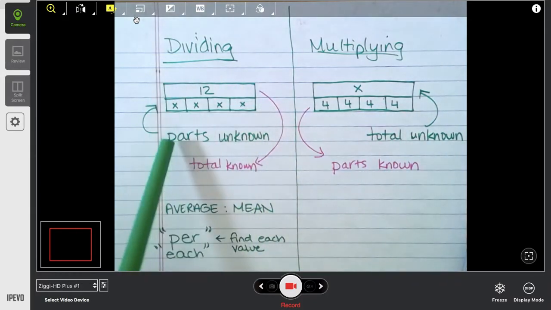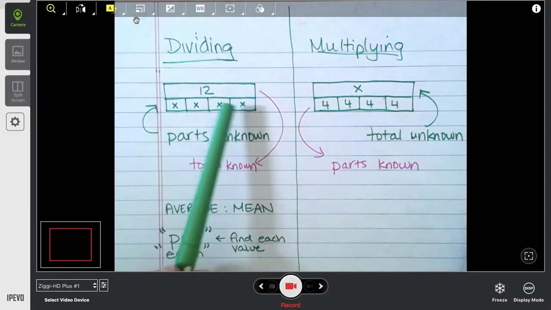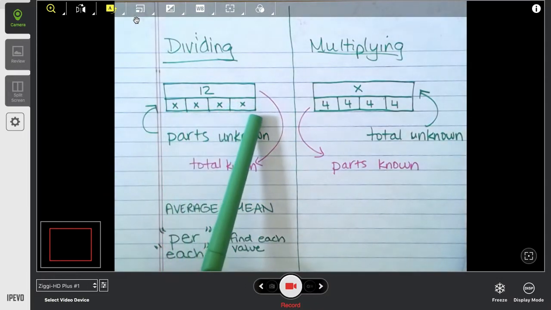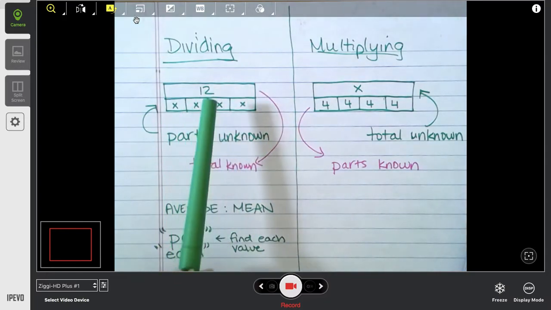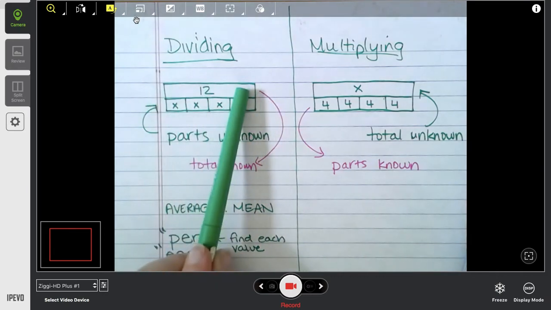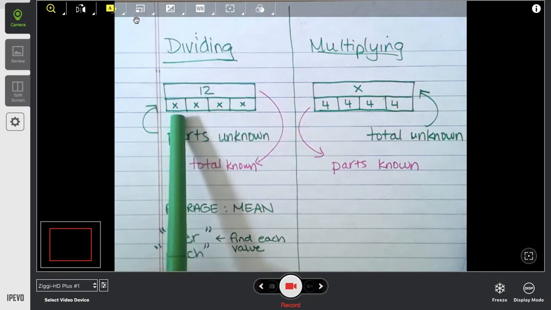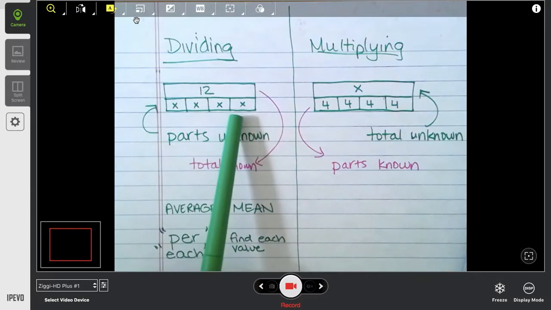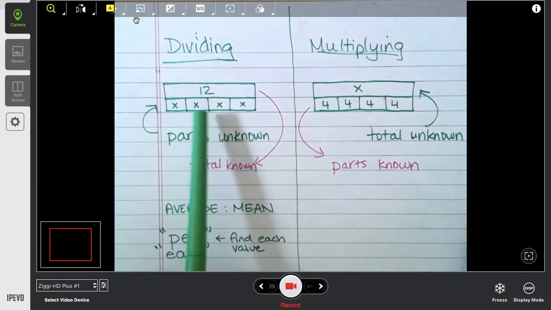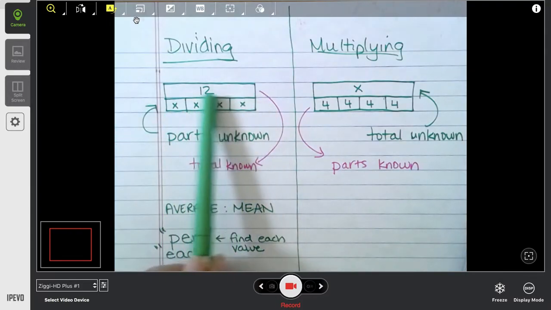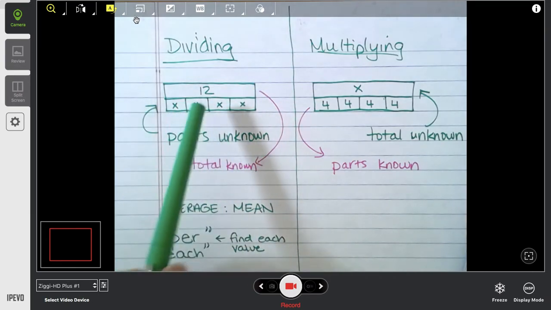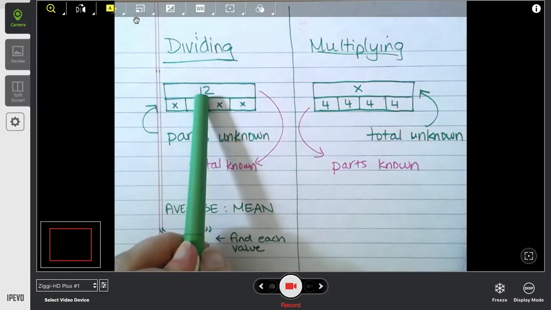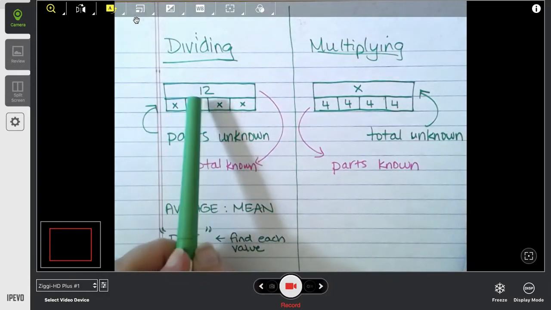In division, the parts are unknown. So you have these 4 equal parts, that's why they all have an X in them, and I don't know their value. But I know how much the total is. So in this case, if the total is 12 and I have 4 parts, how much is in each part? Well, it would be 3, right? Because 3, 6, 9, 12. If I know the total, but I'm missing the parts, it's got to be a division problem because my answer is going to be smaller than 12 because together the parts are going to make 12.